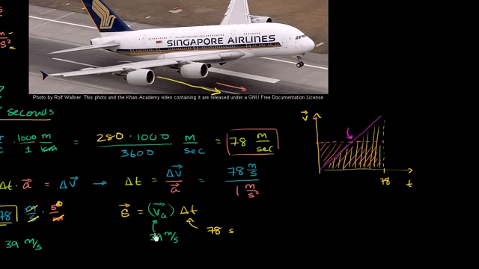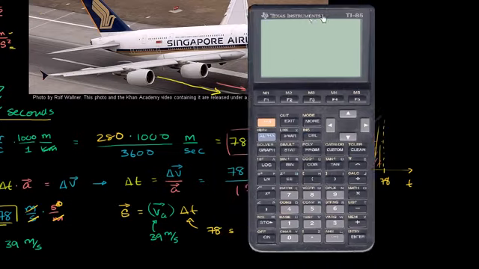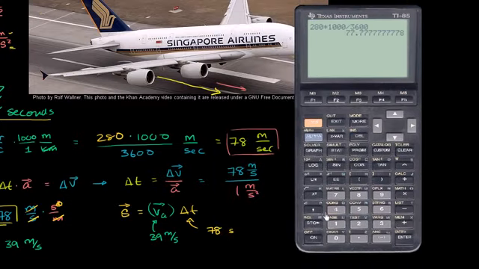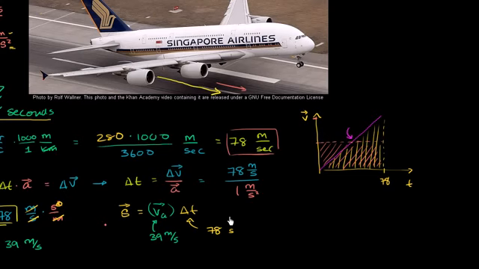So our average velocity is 39 meters per second times 78 seconds. Let's get our calculator out for this. We have 39 times 78, which gives us 3,042. And then meters per second times seconds just leaves us with meters.